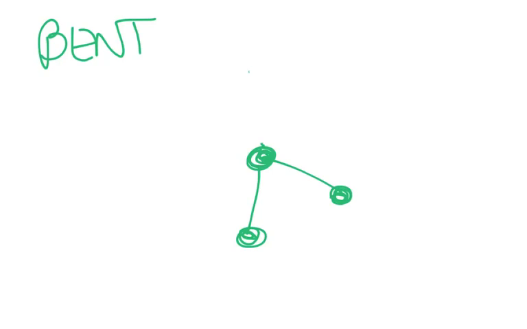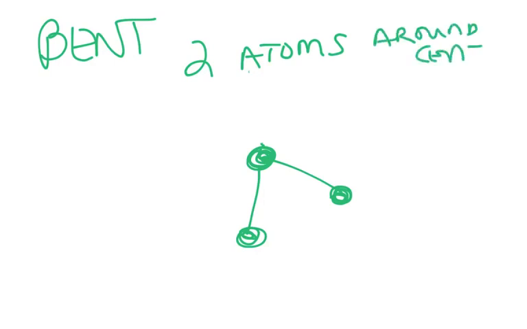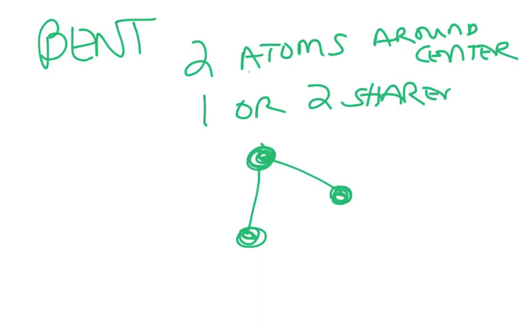So bent atoms, just so you can get this down, have 2 atoms around the center, 2 atoms coming off the center, and then 1 or 2 unshared pairs. It just kind of depends on which atom we're talking about. Sorry, that should have said unshared pairs coming off the central. And again, all we care about is the central.